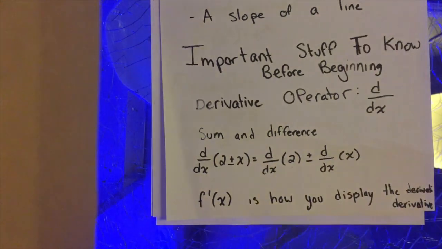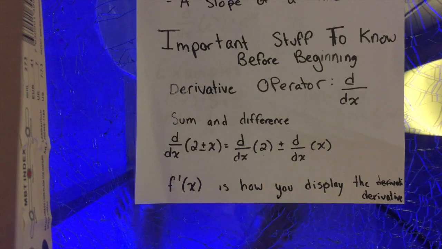And whenever you are showing your work for the derivative, you need to make sure you express it as f prime x. That way you know, and the math knows, that you are looking for the derivative, and you found the derivative, because your final answer will be expressed as f prime x.